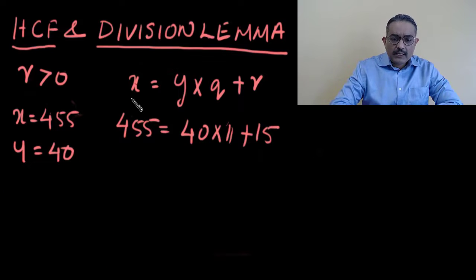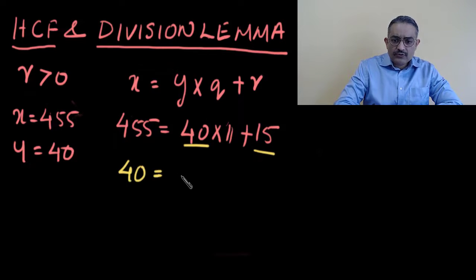Now we have three numbers here, x, y, and r. The x is 455, y is 40, and r is 15. So now we have to think about the HCF of y and r, which is this 40 and this 15. So let's try that. 40 is equal to 15 times, let's do it in our head, 2 makes it 30, plus 10.